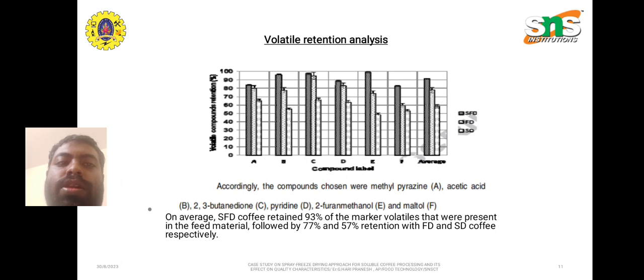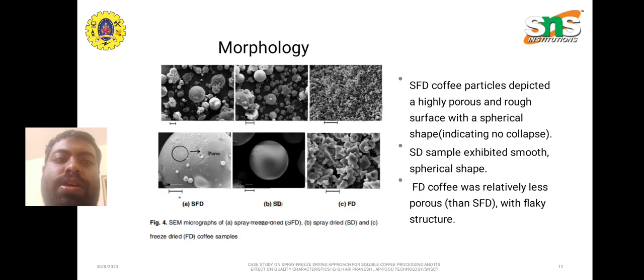Then volatile retention analysis. The compounds chosen were: methyl pyrazine A, acetic acid B, 2,3-butanedione C, pyridine D, 2-furan methanol E, and maltol F. On average, according to the volatile retention analysis, spray freeze dried coffee retained 93% of the marker volatiles that were present in the feed material, followed by 77% and 57% retention with FD and spray dried coffee respectively. Then morphology.